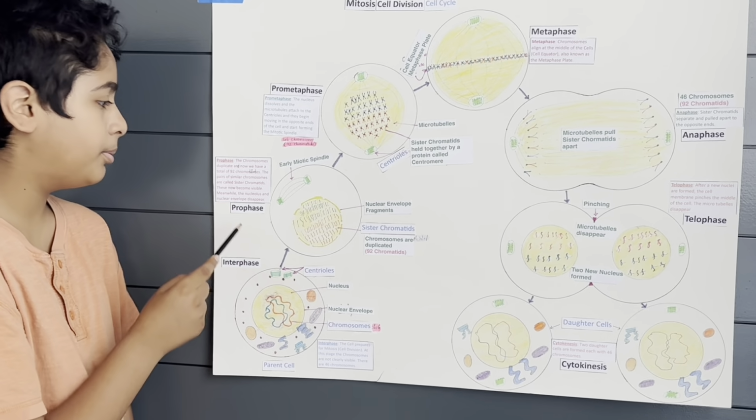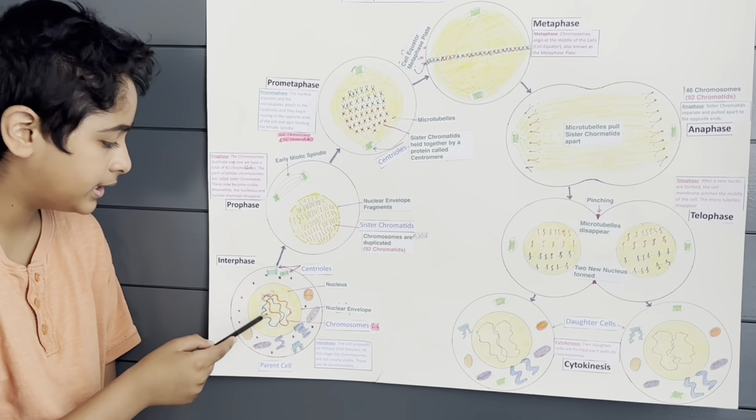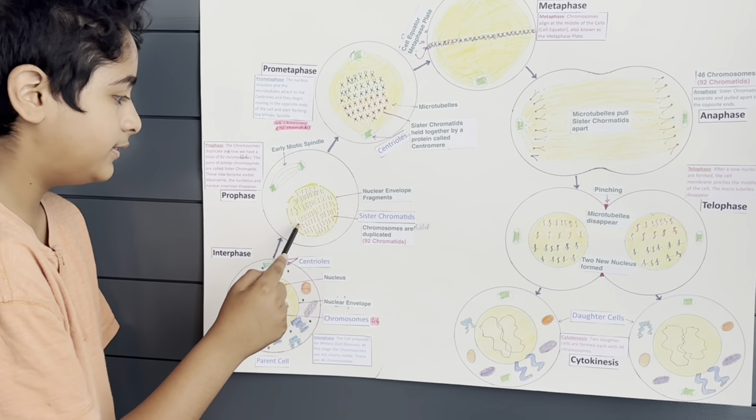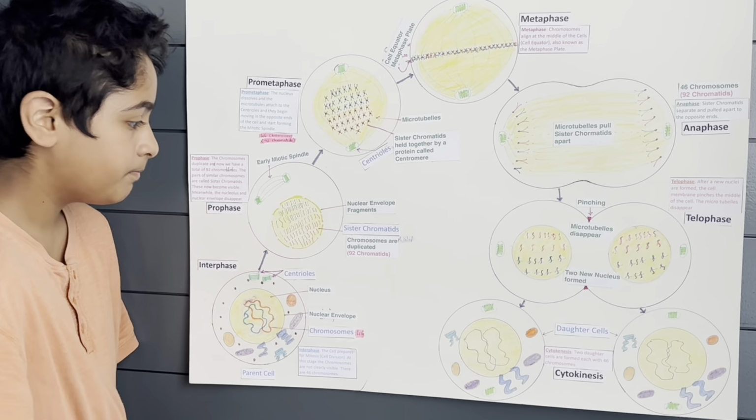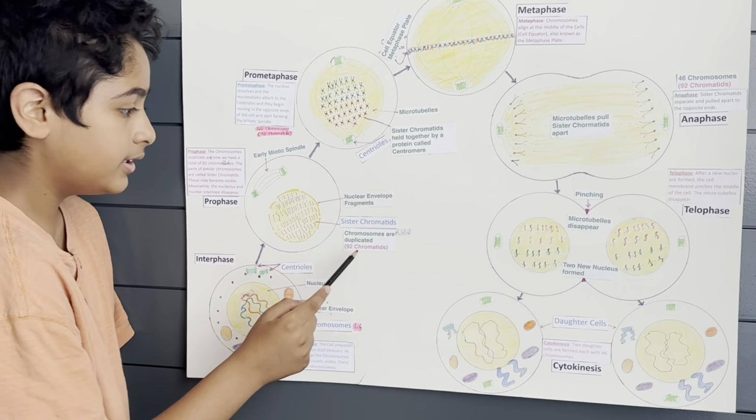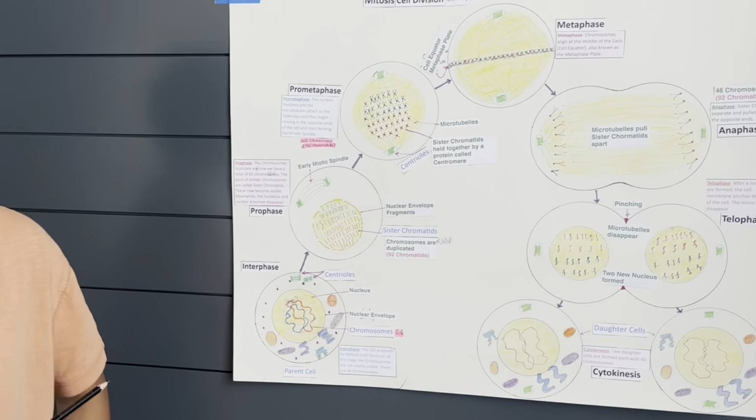Now let's move on to the prophase. The prophase is where you duplicate the chromosomes and you have the exact duplicate right next to it. These are called sister chromatids. Now there are 92 chromatids, or 46 pairs of chromosomes.